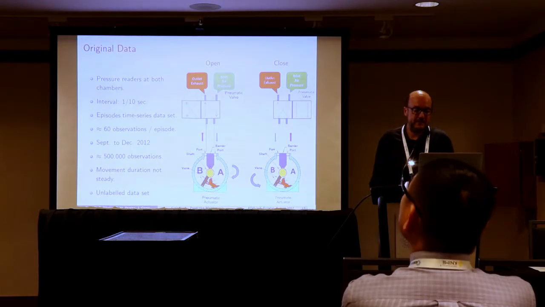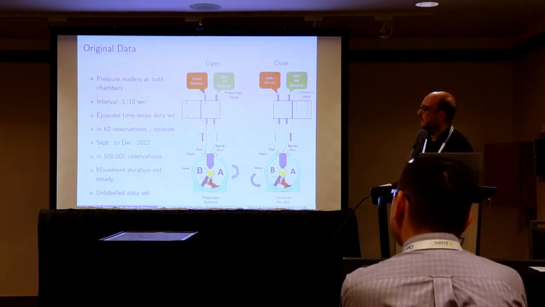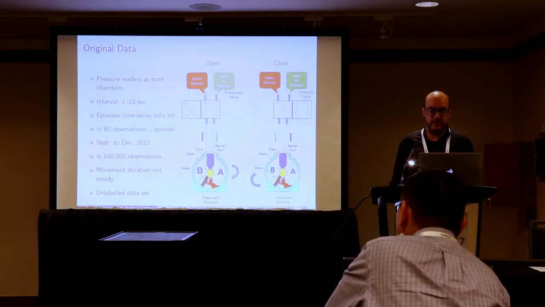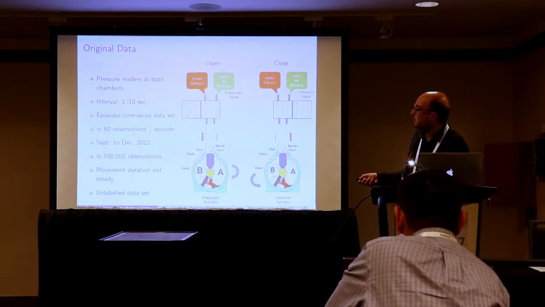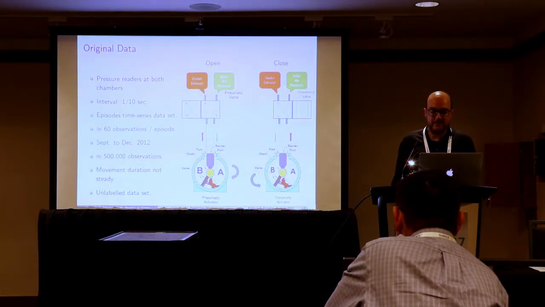So the data we have is from September to December 2012. It's around 500,000 observations. This data is from North Railway in the UK. And yeah, it's an unlabeled data set, but we have some labels from experts that give us information on where we have these failures.